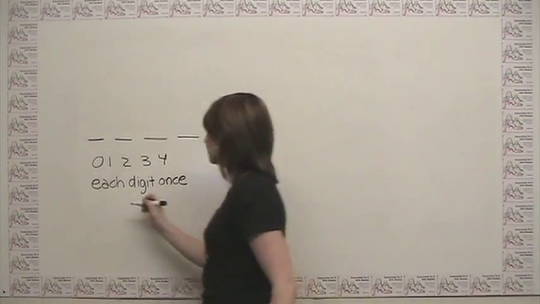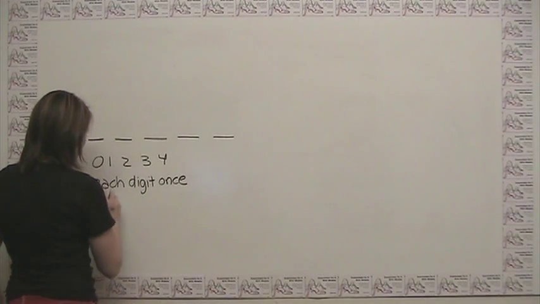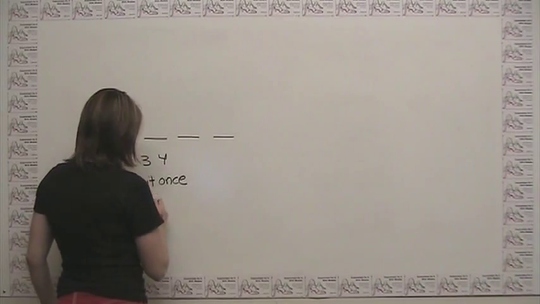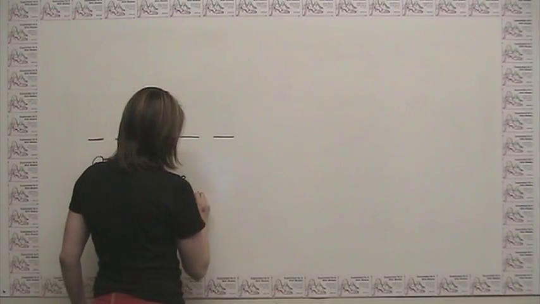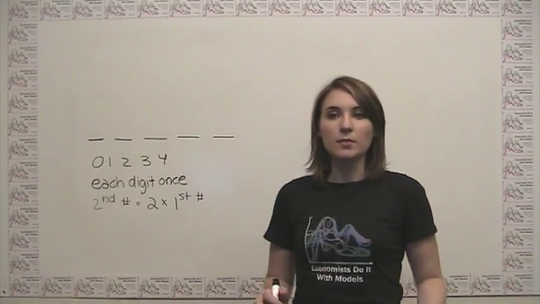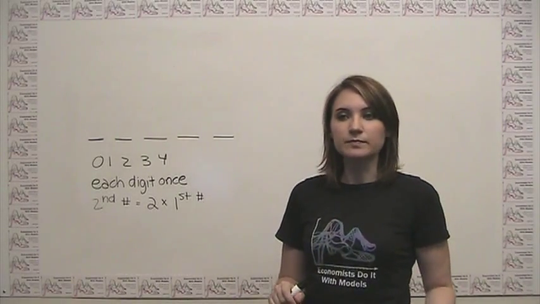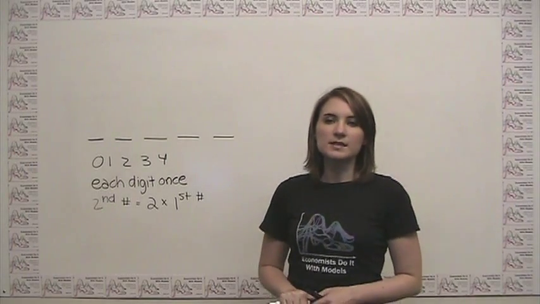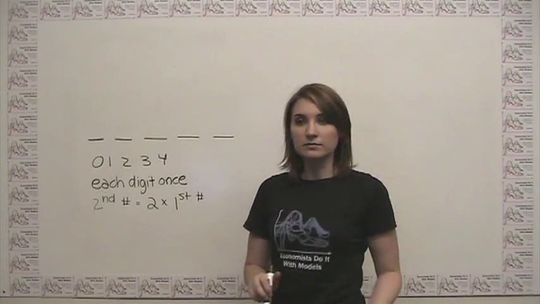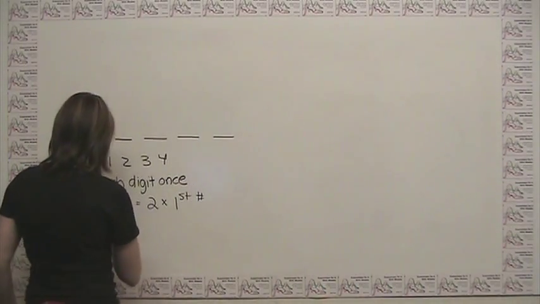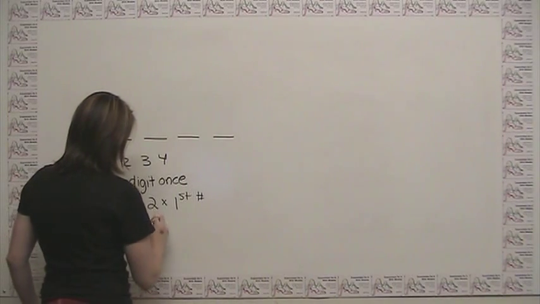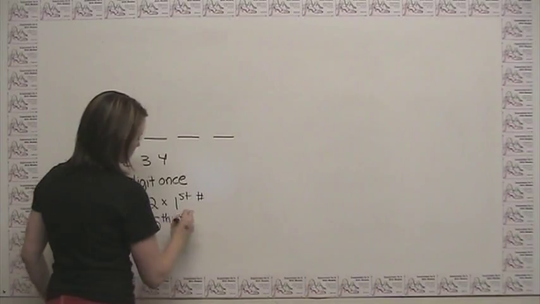So we can say here that the second digit is equal to 2 times the first digit. And as we see, that's at least going to limit the possibilities for the second digit. The last rule says the value of the third digit is less than the value of the 5th digit. So we can say the third digit is less than the 5th digit.